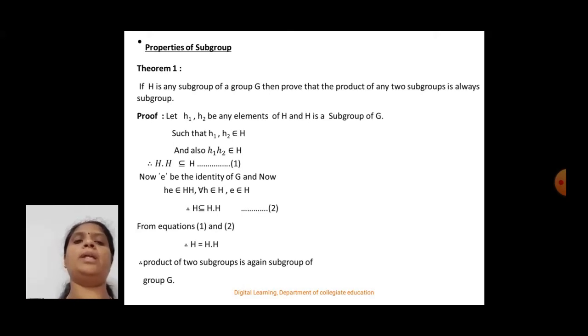From equation number 1 and 2: in equation number 1, on the RHS side we have H, and in equation number 2, we have H on the LHS side. So in equation number 1, H is acting as a set, and in equation number 2, H is acting as a subset. Therefore, H is equal to H times H. Therefore, the product of two subgroups is again a subgroup of the group G.